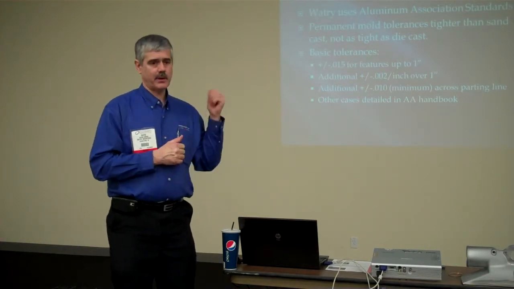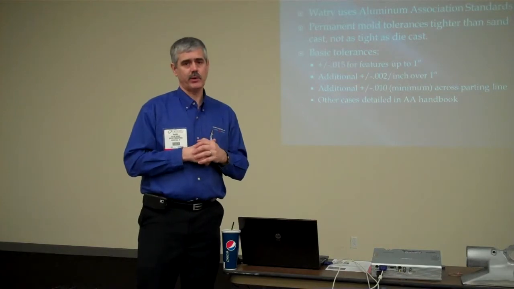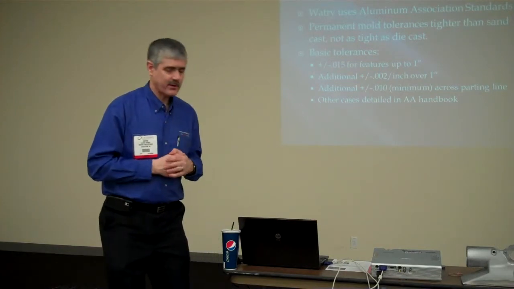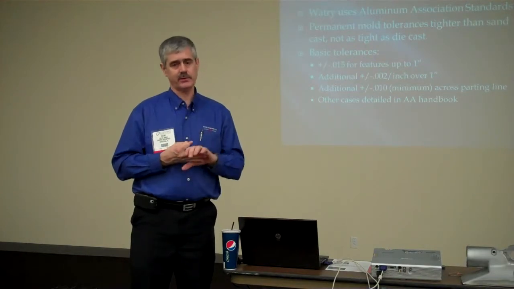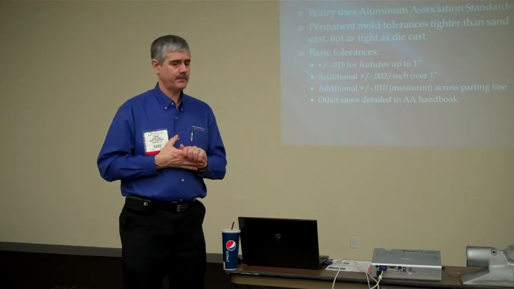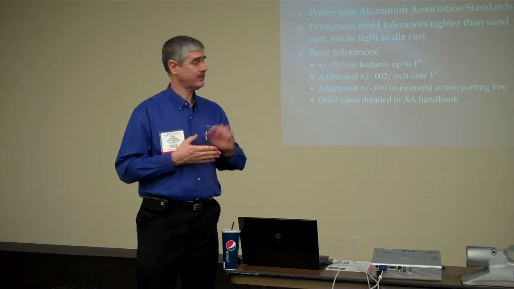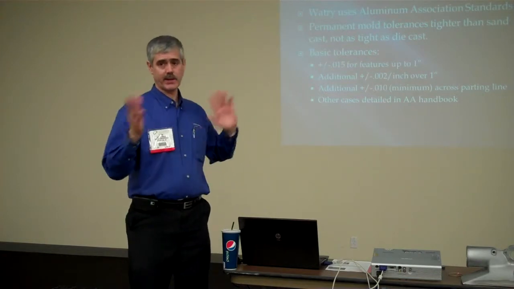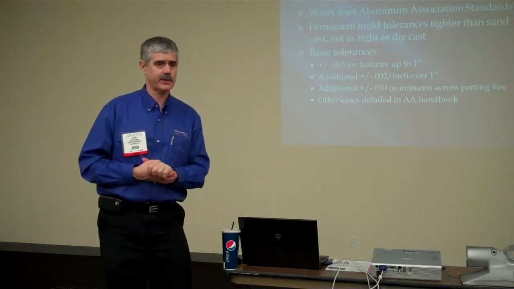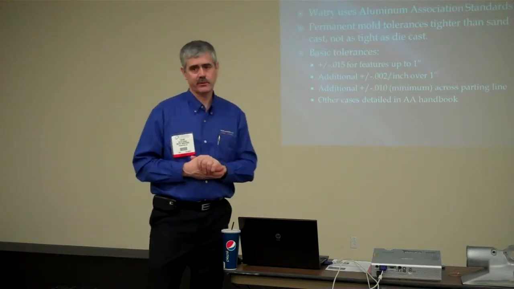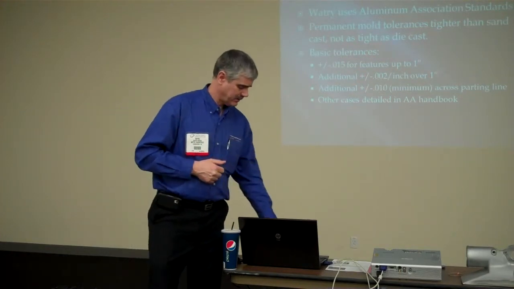And there's a lot of good stuff published in that AA handbook, and that's kind of our Bible for tolerances. It also deals with chemistry of alloys, heat treat of alloys, mechanical properties. GD&T tolerancing is in there. I'm talking here with plus or minus, bilateral tolerances, but there's a whole section on GD&T tolerancing in there too, which can be very useful for certain parts.